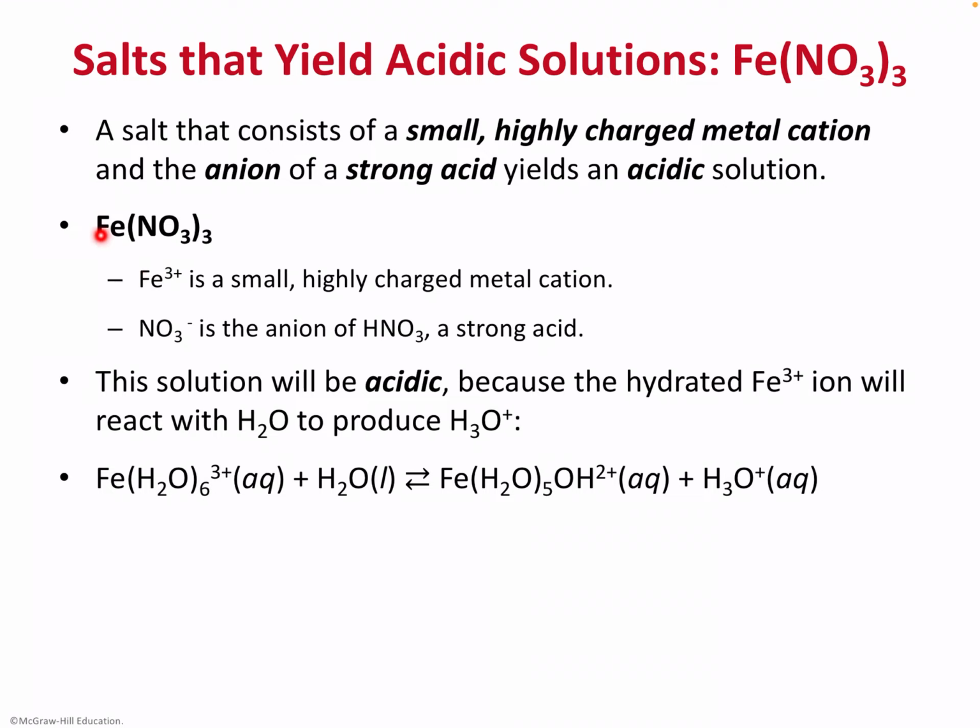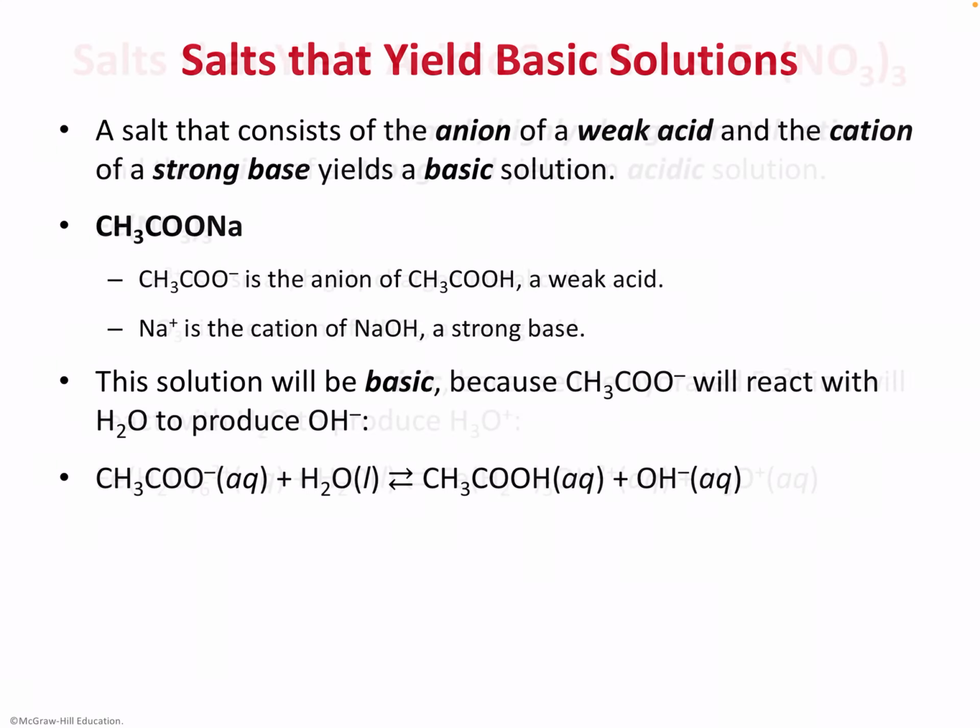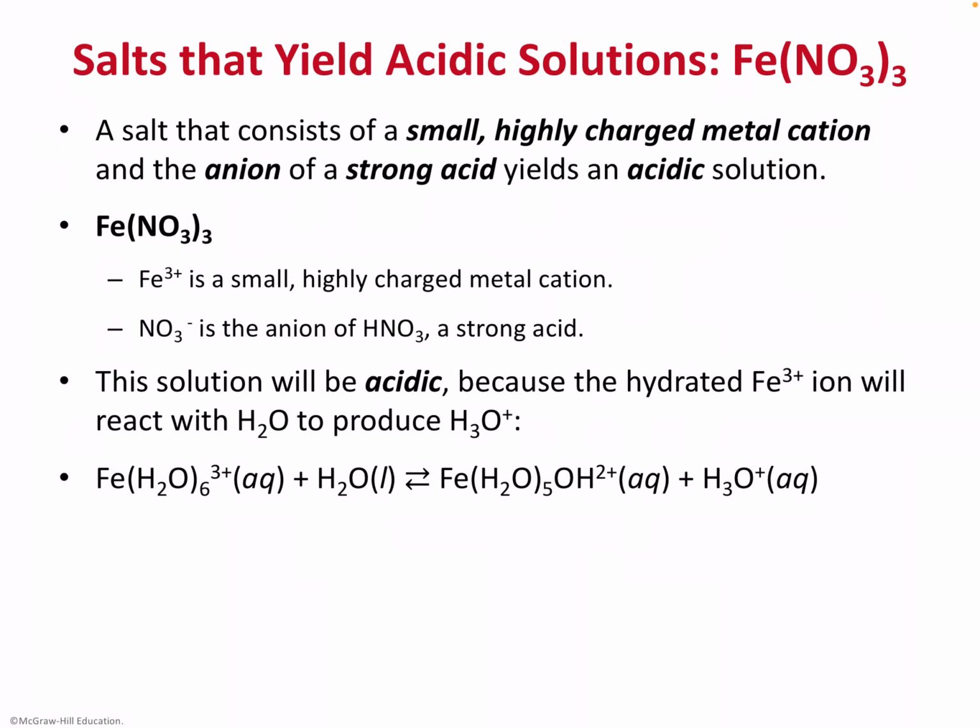This iron nitrate solution will be acidic because the hydrated Fe3+ will react with water to produce hydronium ions. How does that happen? Remember we talked about this earlier, when I showed you aluminum with 6 water molecules forming an aluminum complex. In the presence of water, one of these OH bonds will become more polar, and a water molecule will grab a hydrogen, generating hydronium ions.